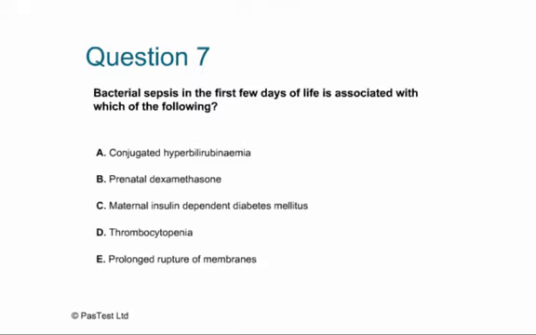Bacterial sepsis in newborns usually leads to an unconjugated hyperbilirubinemia. Congenital viral infections can lead to a conjugated hyperbilirubinemia. Antenatal steroids and maternal diabetes do not increase the risk of infection. Thrombocytopenia and prolonged rupture of membranes, however, are associated with the development of neonatal infections.